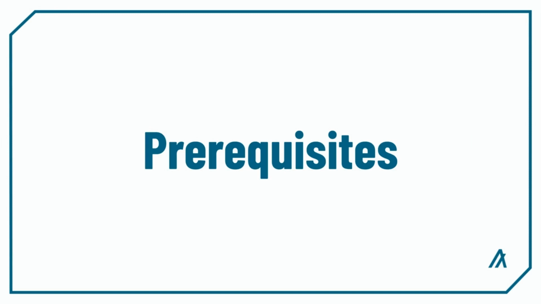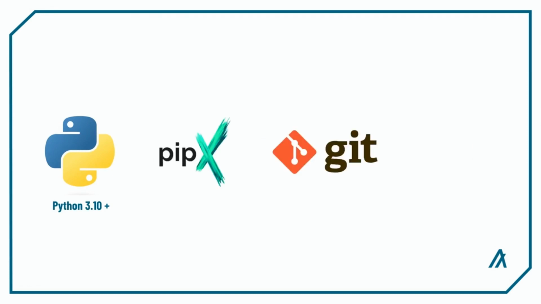A quick note before we get started, I'll be using macOS for this tutorial, but I'll leave a link on how to set up your development environment in Windows, along with all the links I mentioned in the description. Also, there are some prerequisites that you need to install before following along with this video. The prerequisites are Python 3.10 or higher, pipx, git, and docker. If you want a full walkthrough of installing these prerequisites, you can find the development environment setup videos in the description.